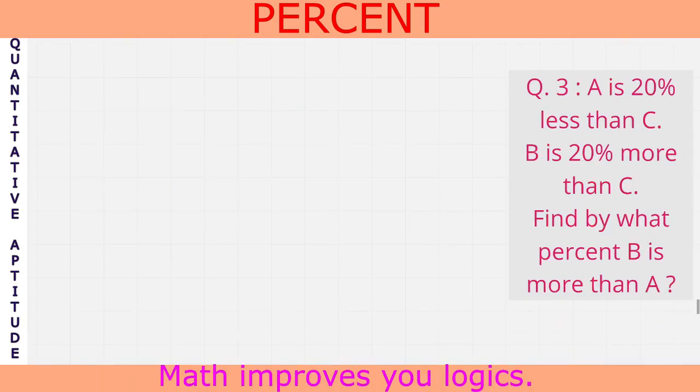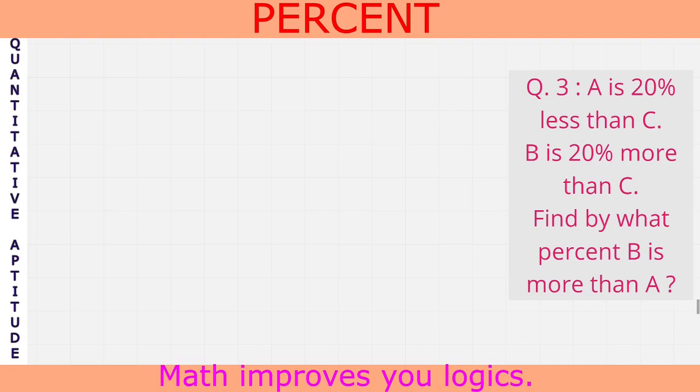We go to the next question. A is 20% less than C. B is 20% more than C. Find by what percent B is more than A. If we just see the question, A is 20% less than C and B is 20% more than C. So the difference between A and B seems to be 20 plus 20, 40%. By seeing the question, we can go to the conclusion that B is 40% more than A, but this is not the correct answer and we have to solve it for the correct answer.